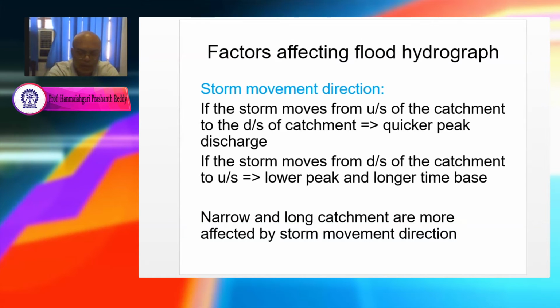Okay, rainfall is occurring at successive intervals from one area to another. So in that case, if the storm moves in the downstream direction, in the sense that along the slope, then the quicker peak will be obtained. So if the storm moves from downstream to upstream, then a lower peak will be expected. And narrow and long catchments are mostly affected by this storm movement.